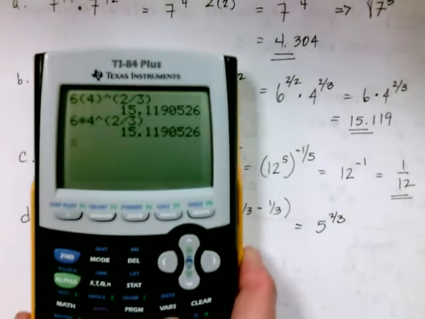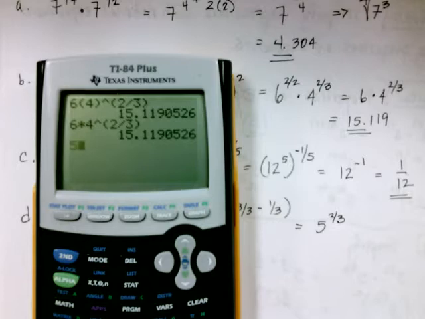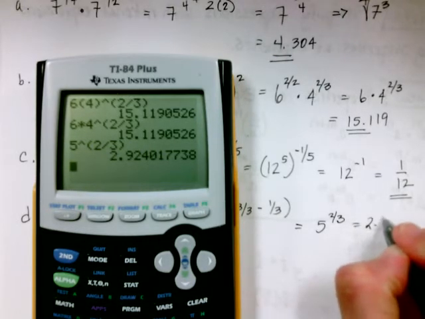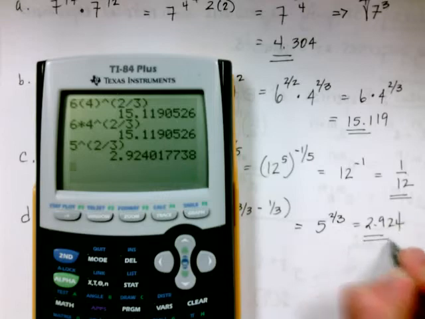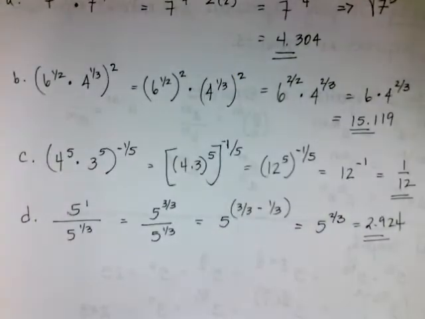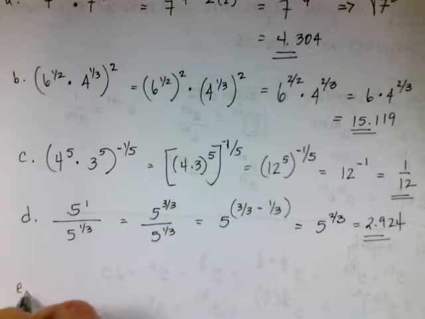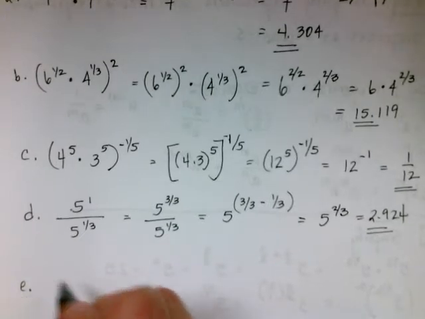Okay. Bring in my handy dandy calculator. I do 5 raised to the 2/3 power, and I get 2.924. Again, these are very nice. All right. Last example for these looks a little bit more entertaining.